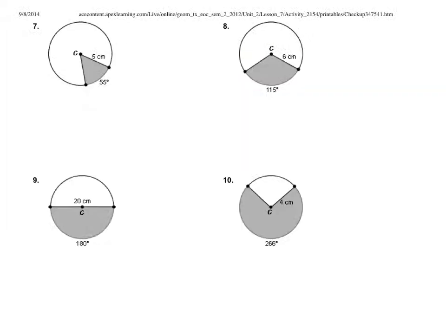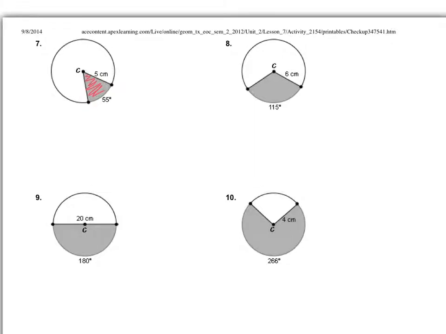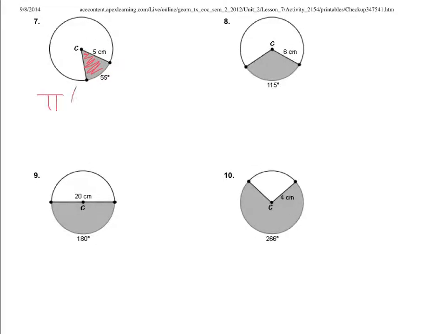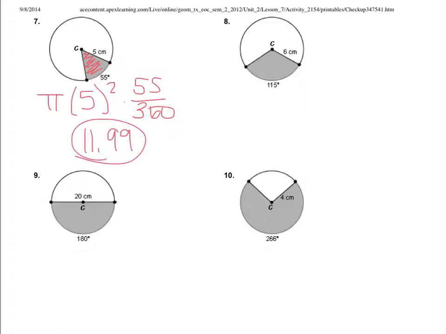For 7, we're supposed to find the area of the sector. It says round to the nearest hundredth. Hundredth is 2 decimal places. So I have this piece that I want to find the area of. So I'm going to use the formula pi times 5 squared times 55 over 360, because that's the degree of the section that I want. And I'm just going to type that in the calculator. And when I do that, it's going to give us 11.99. So that would be the area. You could actually round to 12.